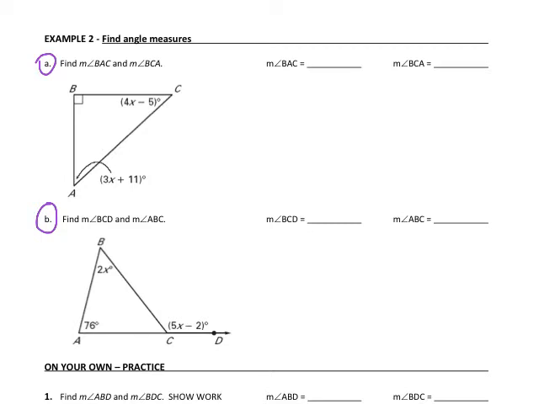So we are going to find some angle measures. We need to find the measure of angle BAC. BAC is this angle right here. So we have to find this measure, and then we also have to find BCA. So we're also going to be finding the measure of this one here.